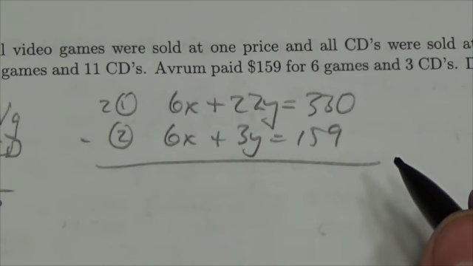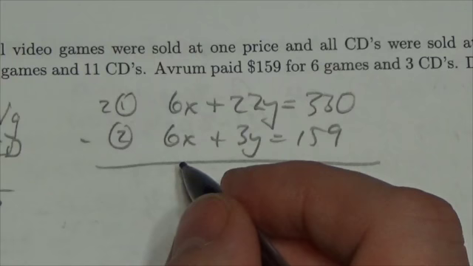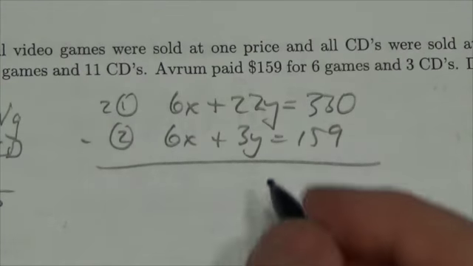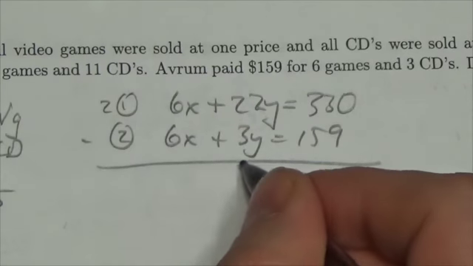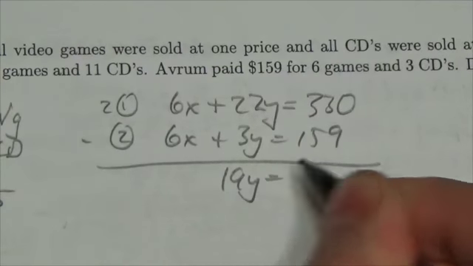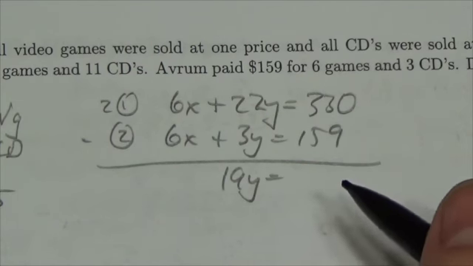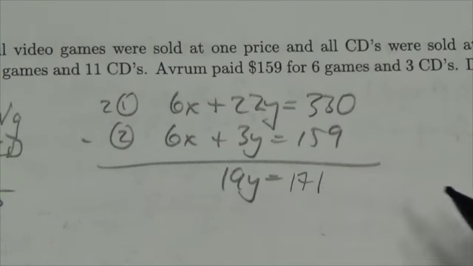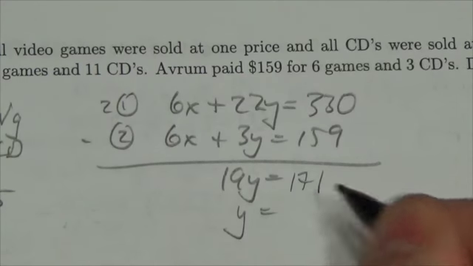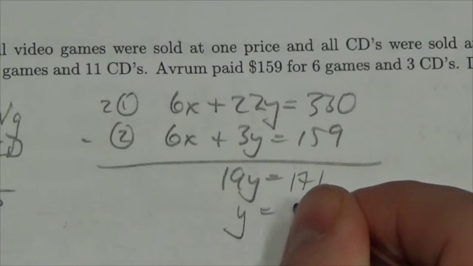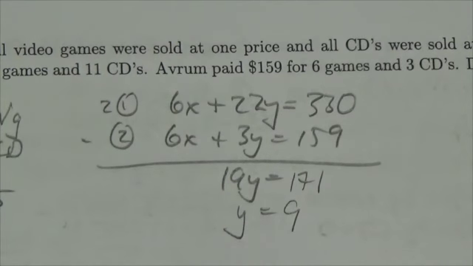Now, I know a lot of people don't like getting rid of the x. You'd rather get rid of the y here. But in this case, it was just too nice not to do that. 22 minus 3 is going to be 19. And then we've got 330 minus 159. I'll just do my calculator over here. We get 171. That's kind of an ugly looking number there. I'm hoping that it is divisible by 19, and in fact it is. Y is equal to 9.